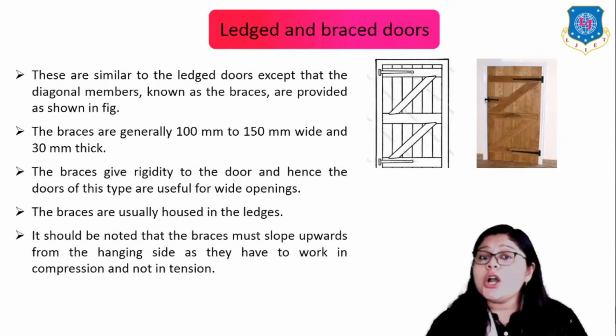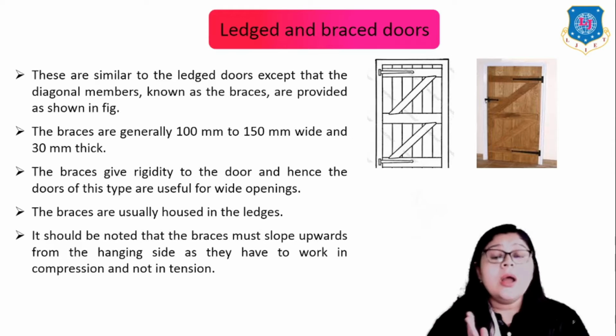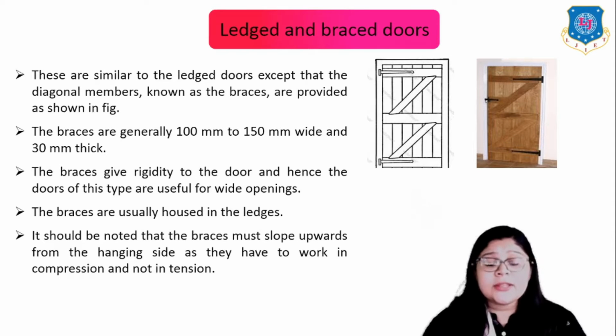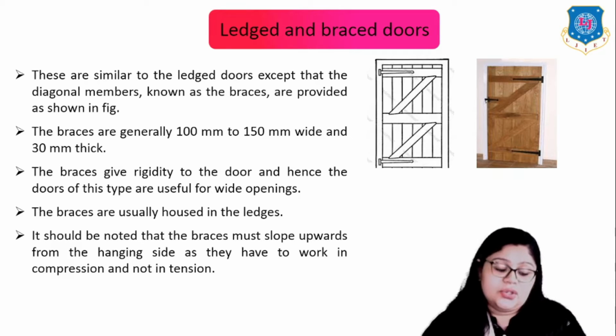Now let us see the second combination, which is the ledge and braced door. It is similar to the ledged one except for the diagonal members, which are known as the braces. They are provided as shown in this figure. The braces are generally 100 mm to 150 mm wide and 30 mm thick. The braces give rigidity to the door and hence doors of this type are useful for wide openings. The braces are usually housed in the ledges. It should be noted that the braces must slope upward from the hanging side as they have to work in compression, not in tension.